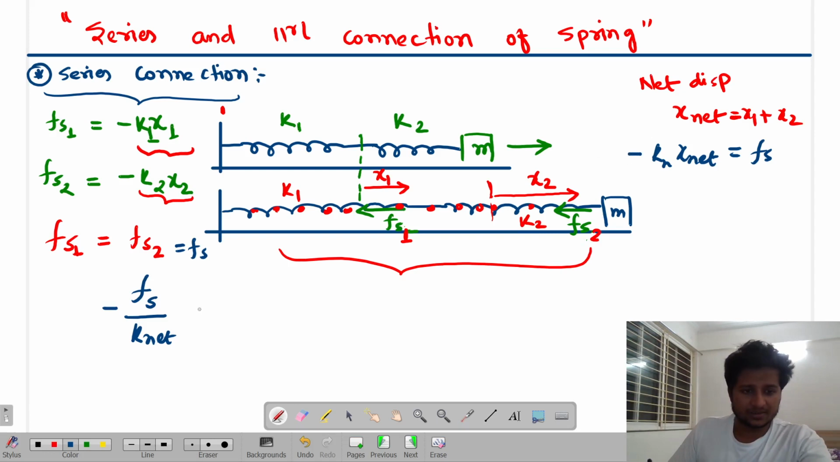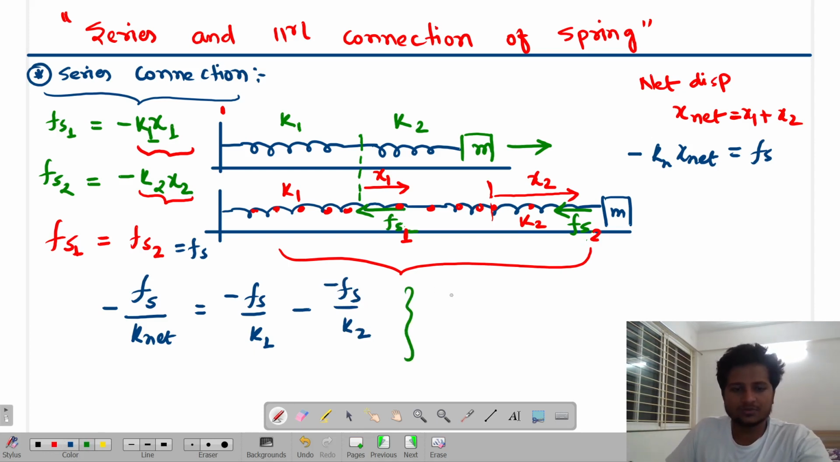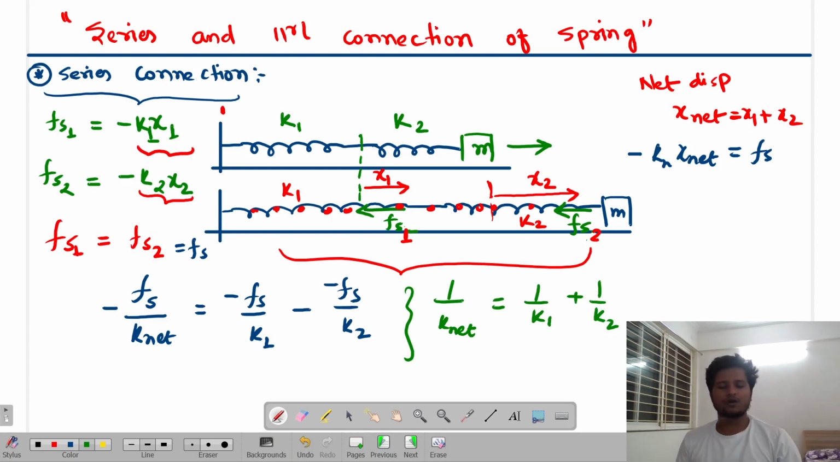So this will be minus, that will be x1 will be minus of Fs by k1. Similarly, x2 will be minus of Fs by K2. So you got a relation for the net spring force that 1 by K net is equal to 1 by K1 plus 1 by K2. Are you able to get me or not? Is that clear? So that's my equation for net spring force.